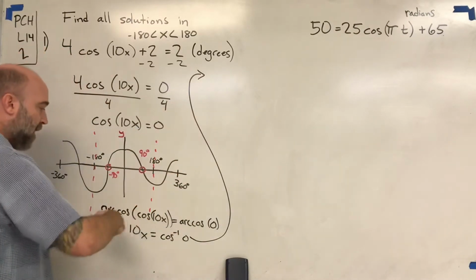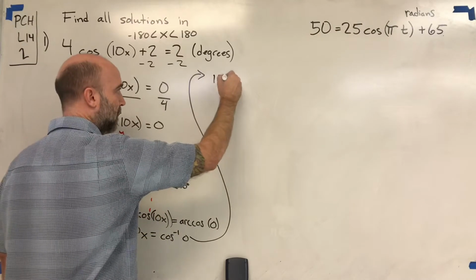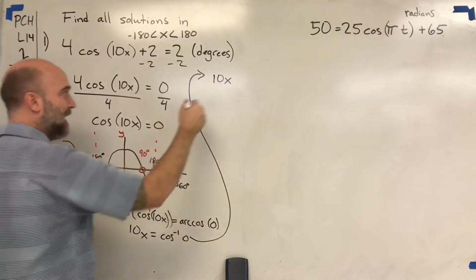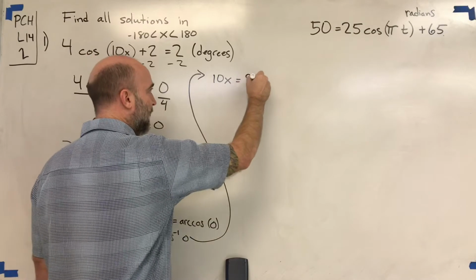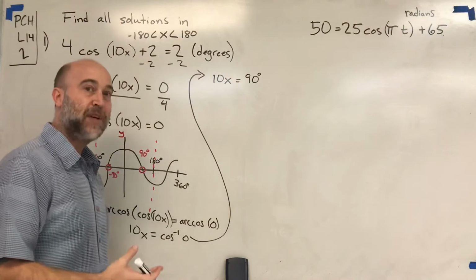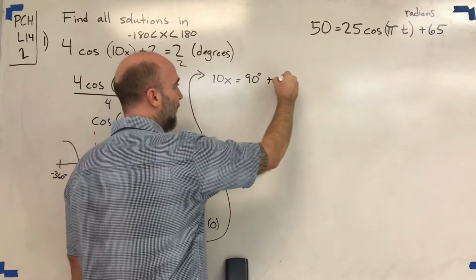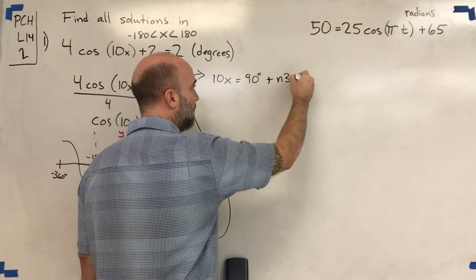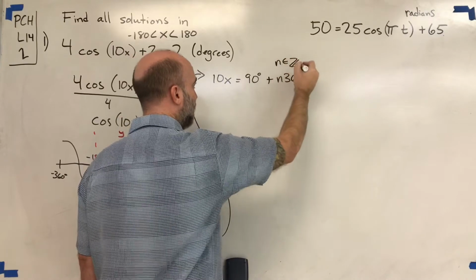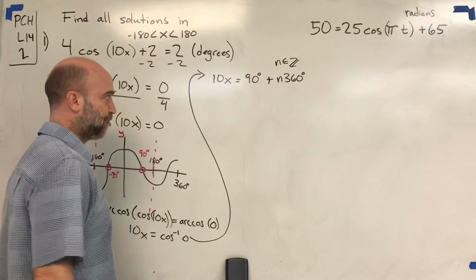So this now becomes, these undo themselves on the left. I already got that. So that's 10x. And where is this cosine equal to 0 at? We said it's at 90. So this is equal to 90 degrees. And then we have that repeat idea. It repeats itself every 360 degrees, plus 360 degrees times n, where n is an element of the integers. Okay, so it repeats every 360 degrees.